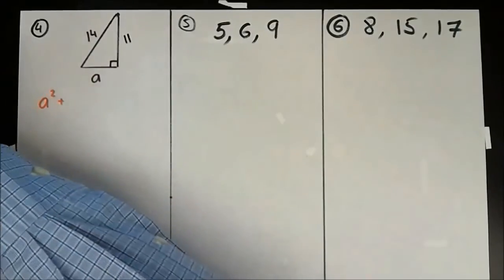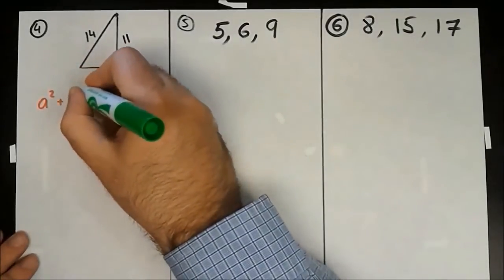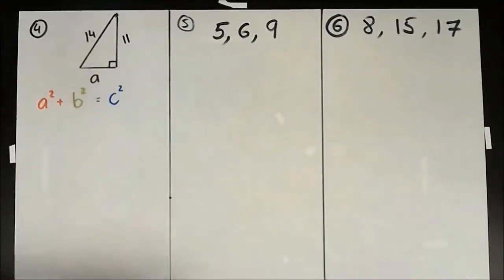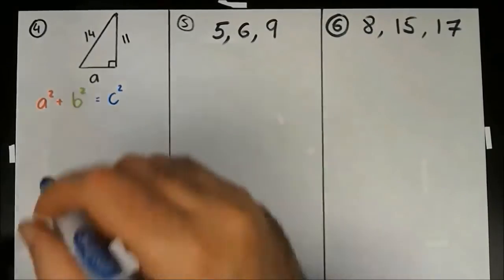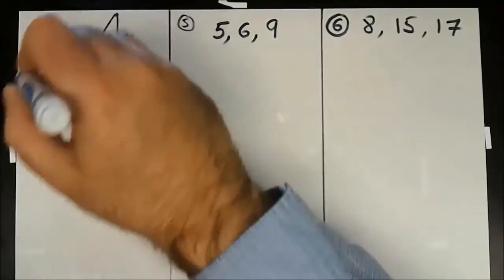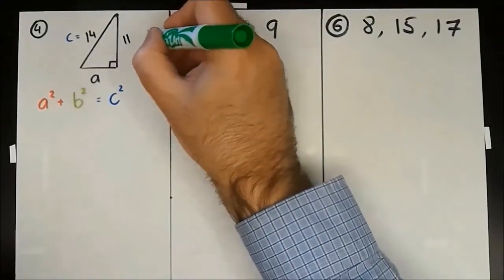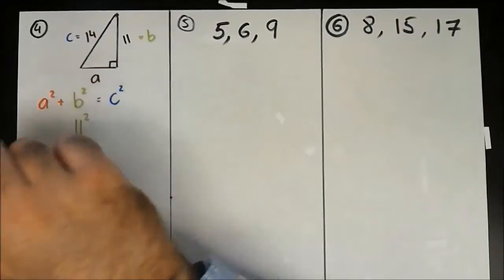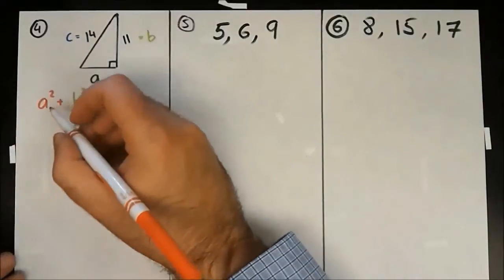So a squared plus b squared equals c squared. Alright, that's the Pythagorean theorem. And I don't know what a is, but I know what b and c are. C is the longest side always, and b is that middle side. Now I'm going to plug things in. A I still don't know, but I know B is 11. And I know C, for a change, is 14. And A just stays behind.